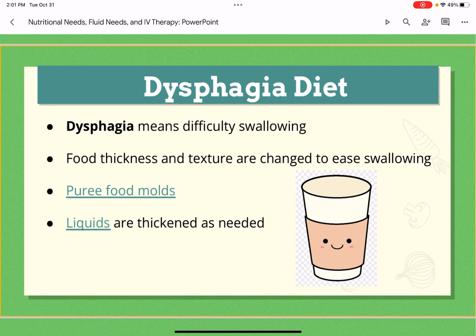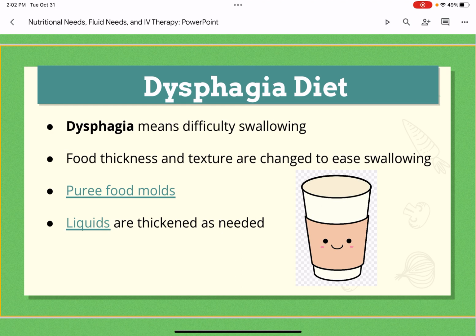Dysphagia means difficulty swallowing. Food thickness and texture are changed to ease swallowing. A slow swallow means that the person has difficulty getting enough food and fluids for good nutrition. An unsafe swallow means that food enters the airway. Aspiration is breathing fluid, food, vomit, or an object into the lungs.